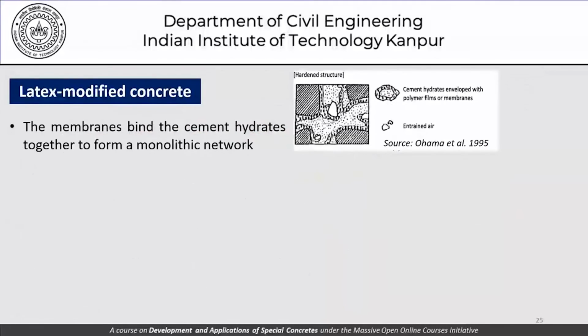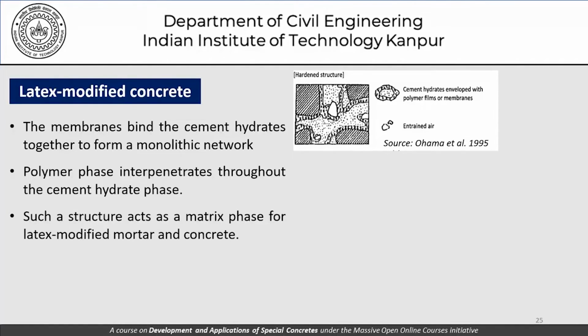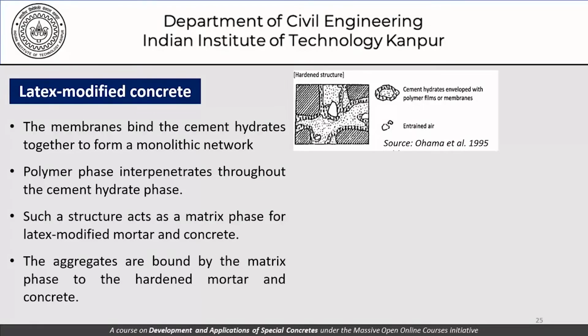Continuing further, the membranes bind the cement hydrates together to form a monolithic network, and the polymer phase interpenetrates throughout the cement hydrate phase, and such a structure acts as a matrix phase for the latex modified mortar or concrete. The aggregates are bound by the matrix phase to the hardened mortar and concrete.